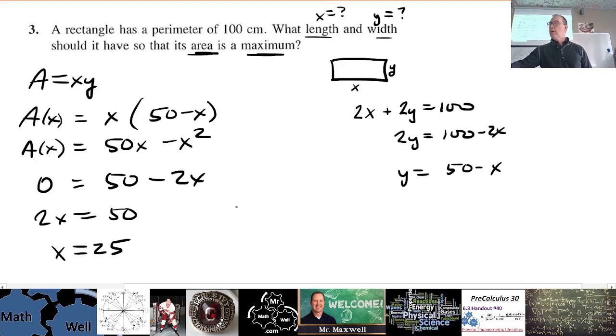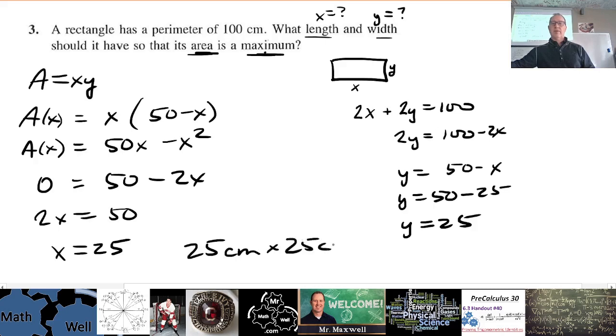All right, I'm going pretty quick here, so you don't have to go this quick yet, but hopefully you'll be following along. So if x is 25, that means that this is our critical number, and we're looking for a maximum area. So y is going to be 50 minus 25, or 25 as well. So the dimensions should be 25 centimeters by 25 centimeters.